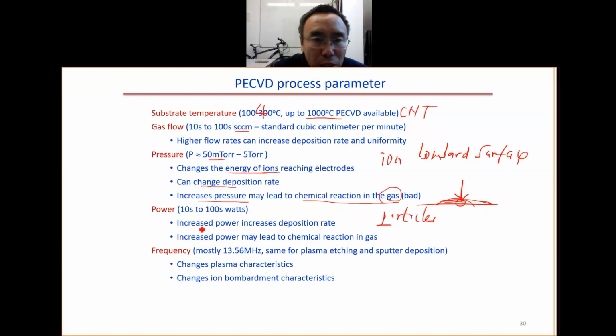Power is 10 to 100 watts. Higher power gives you a higher deposition rate, but too high a power may cause chemical reactions in the gas, with particles falling on the wafer surface. The frequency is almost always 13.56 megahertz. This is kind of an industry standard.